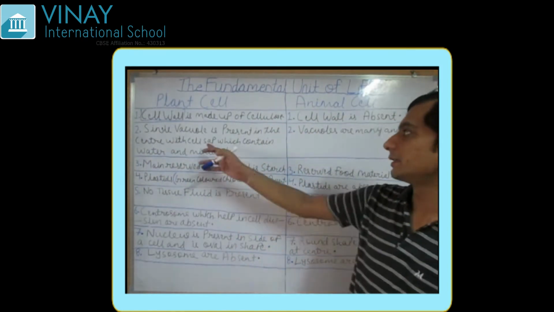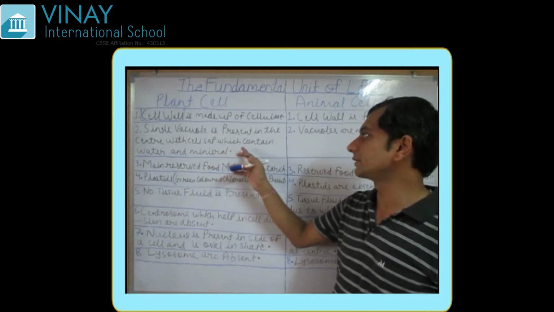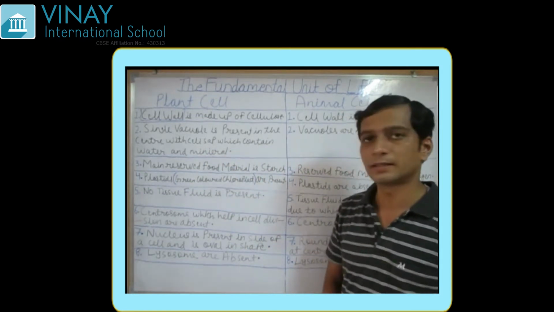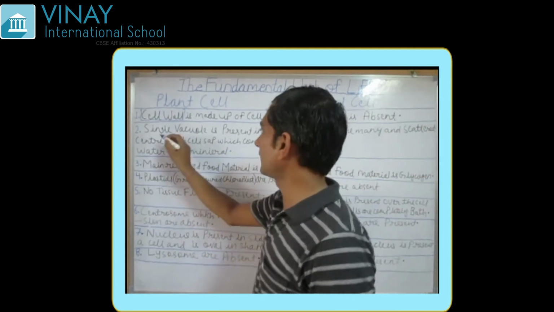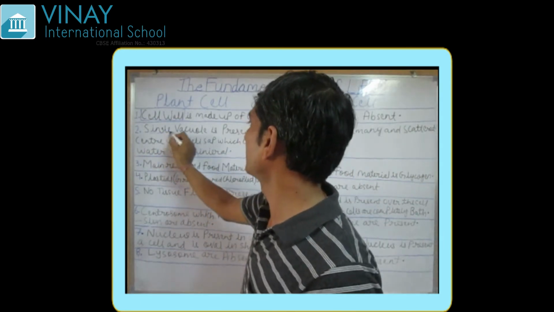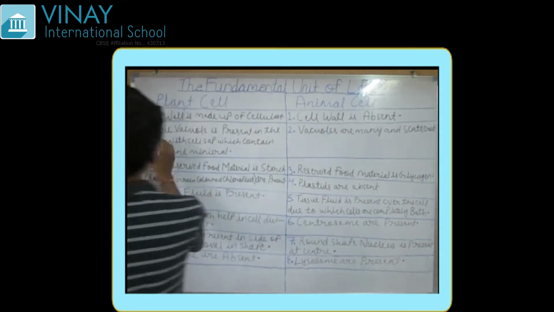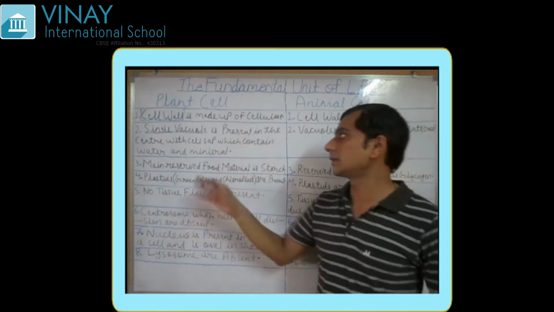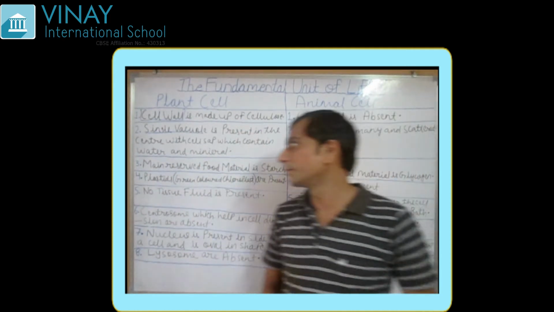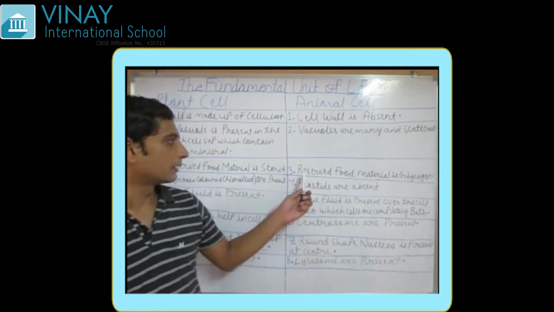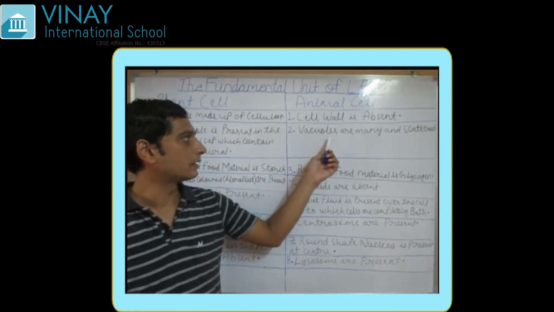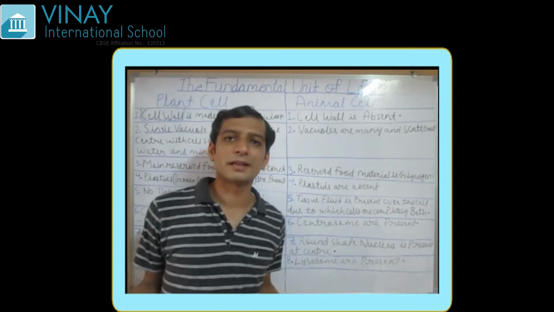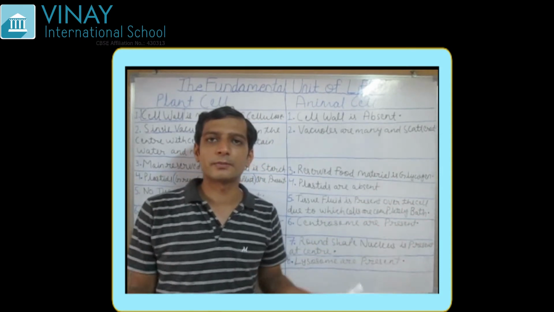Coming next, a single vacuole is present in the center of the cell, which contains water and minerals. It means vacuoles are present here but they are single. Okay, only one vacuole is present in the whole plant cell. But if we talk about the animal cell, vacuoles are many and scattered. Many vacuoles are there and they are scattered all over the cell.